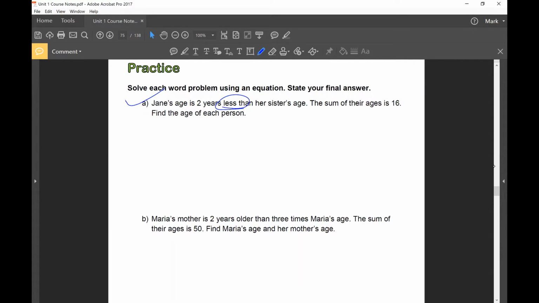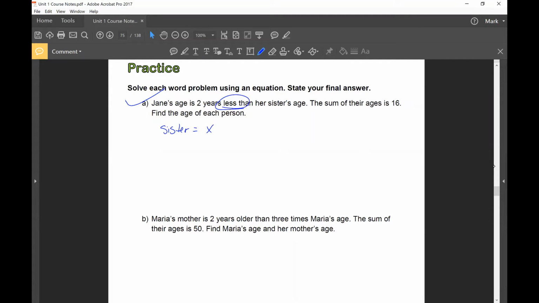So Jane's age is 2 years less than her sister's age. The sum of their ages is 16. Find the age of each person. Well, I'm going to say that the sister is X. Now, some of you might be thinking, why wouldn't I make Jane X? Why is the sister X?